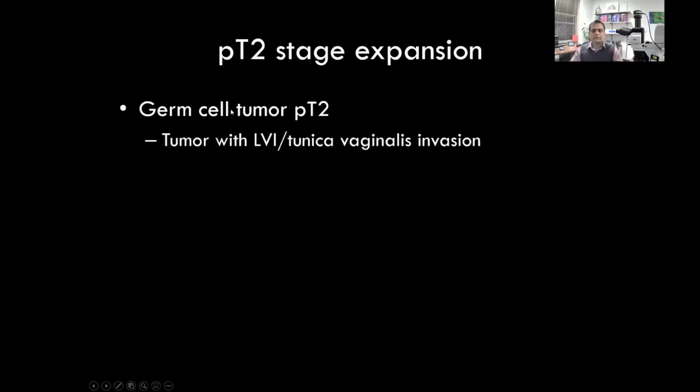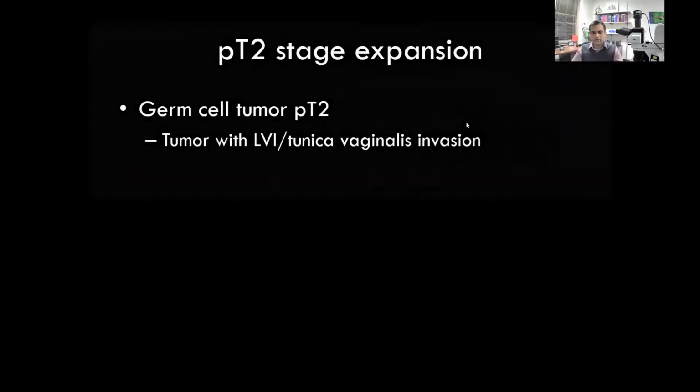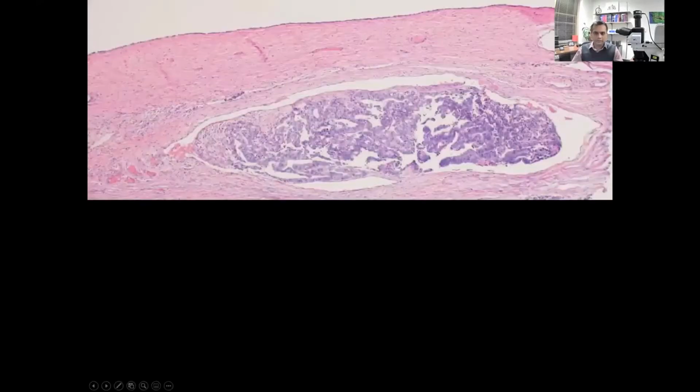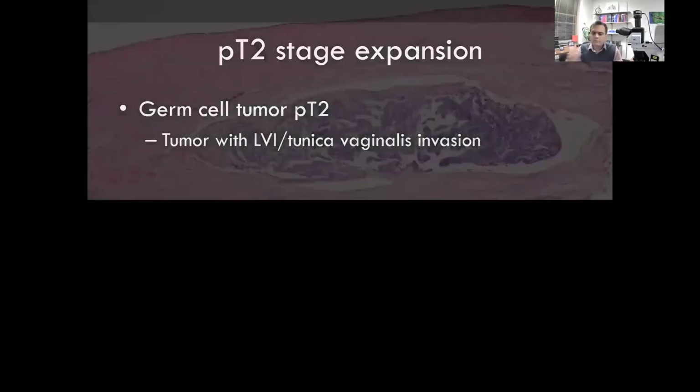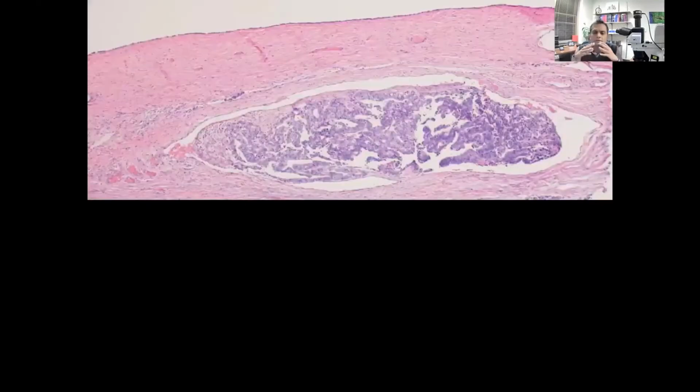So essentially earlier, we used to classify all testicular tumors that had either LVI or tunica vaginalis invasion as pT2. Now we have also included tumors that extend into the testicular hilum as pT2. So this is what we were doing earlier.